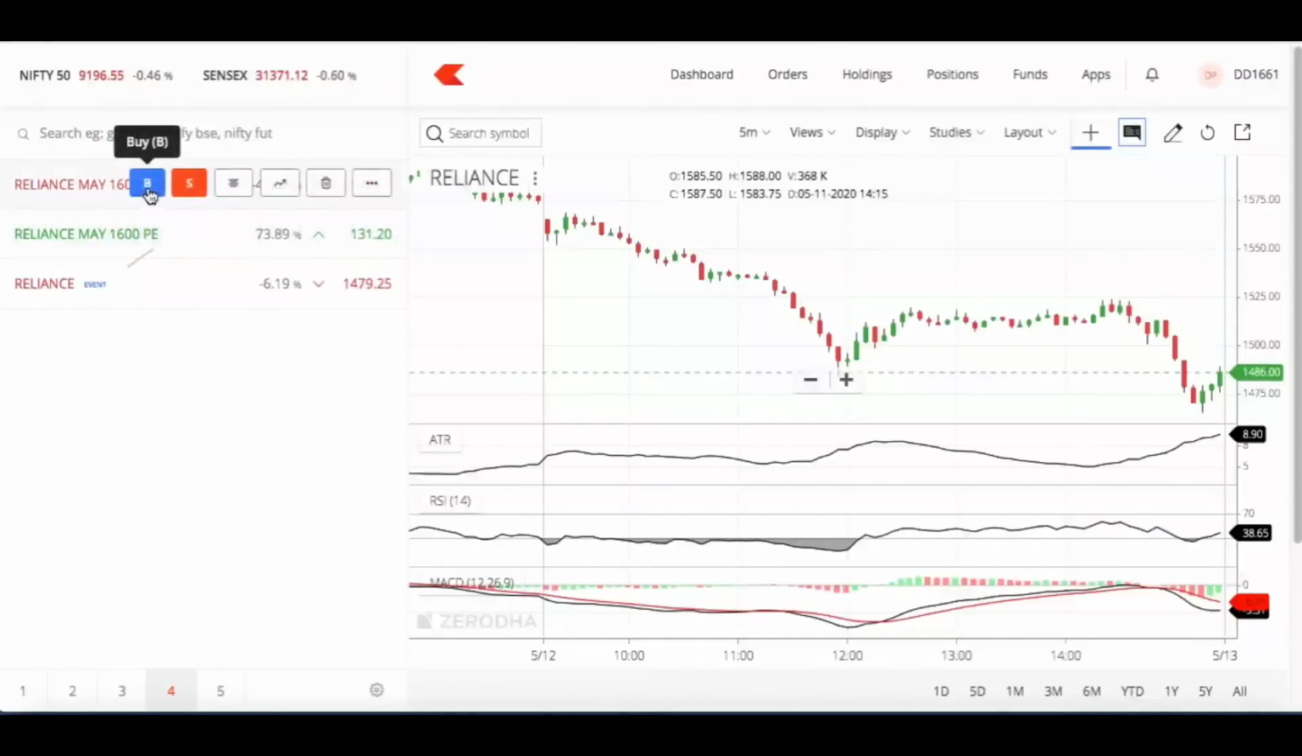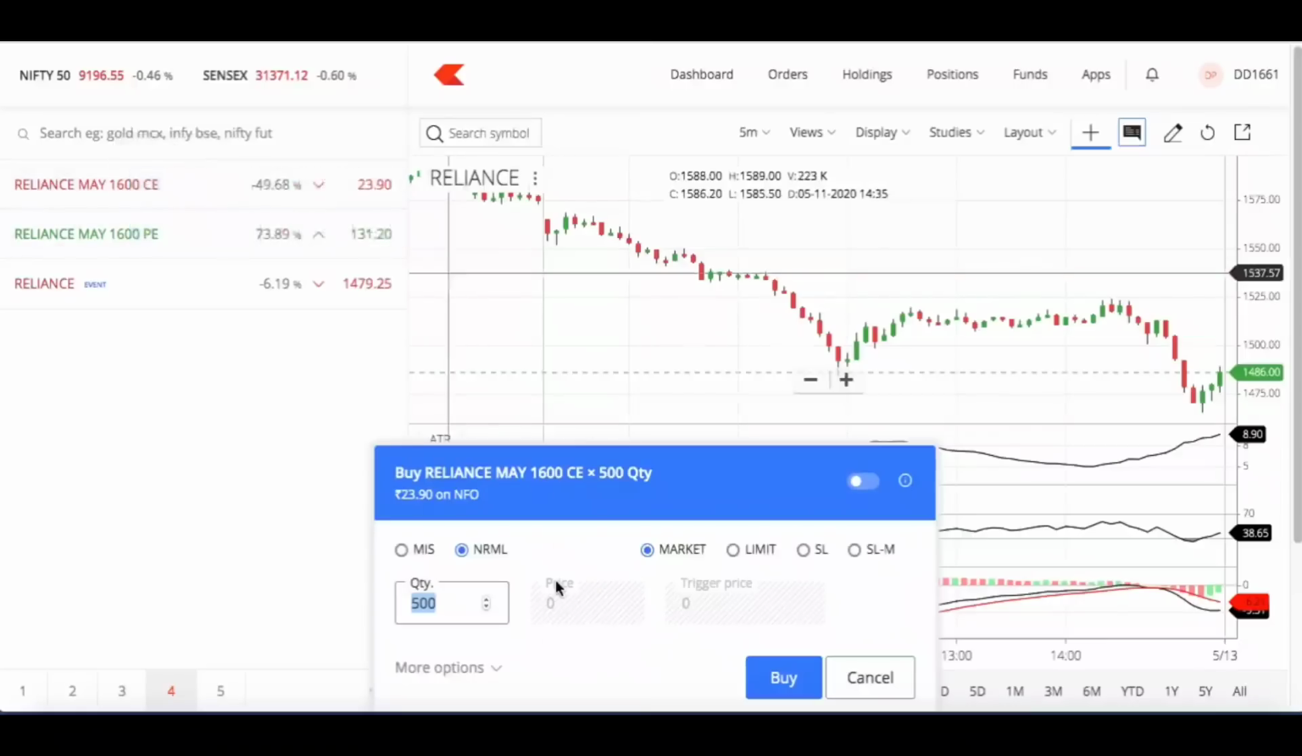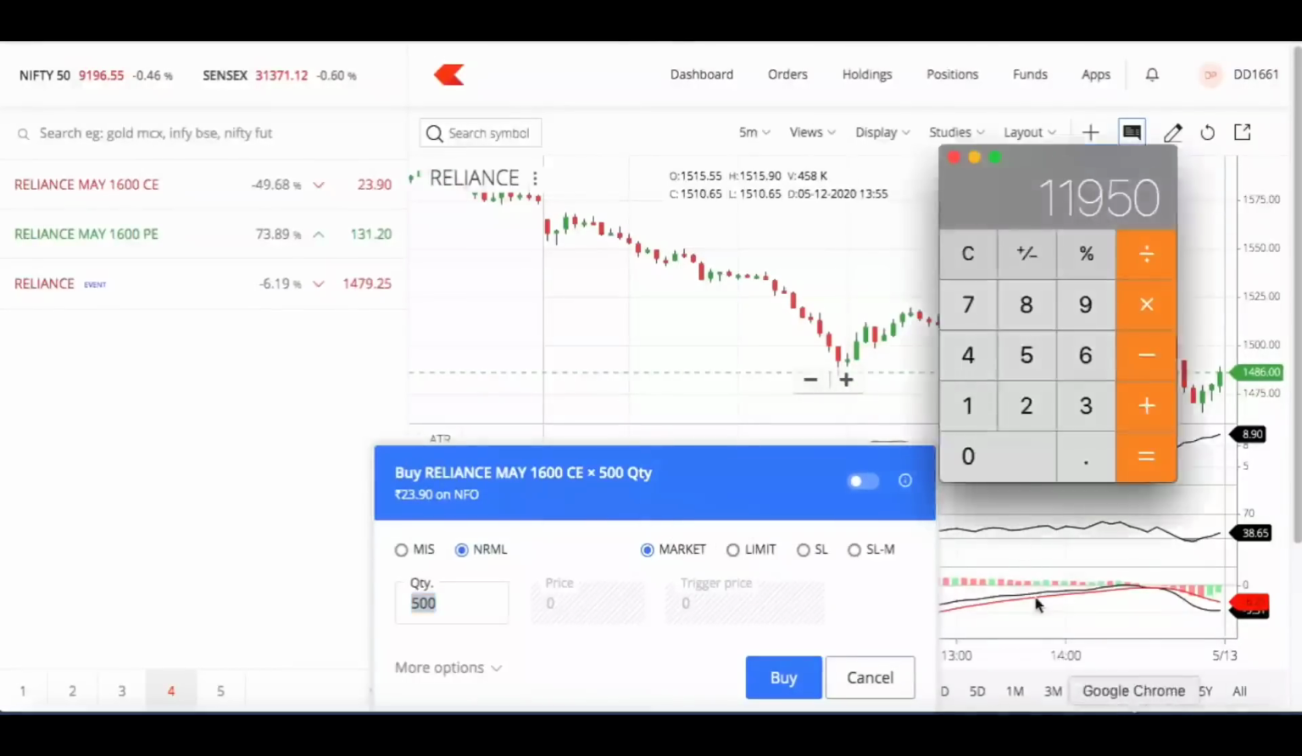Now if you want to buy, like our normal equity buying, hit buy. You have to buy in lot size, normal and MIS. Anyways, let's say for example I'm taking normal. If you want to take normal, you have to buy one lot, that is 500 into 23.90. So how much is that? I just roughly calculated, it is 500 into 23.90, that is 11,950 to buy one lot of this option.